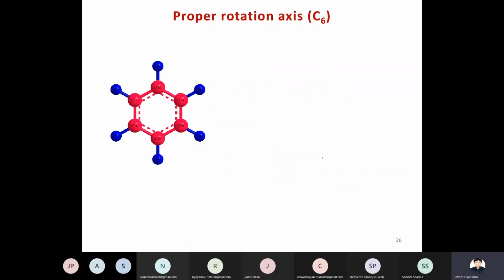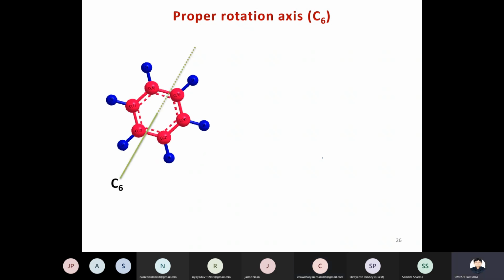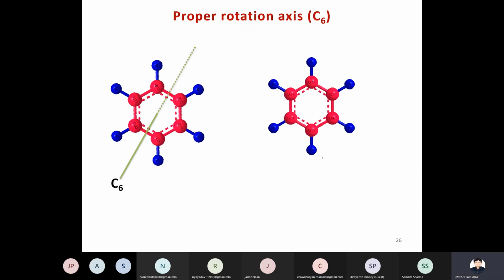What's about benzene? Where is principal axis? C6. Passing through center. Yes, sir. This is C6, the principal axis. How many times if you give rotation, then you are getting original structure? 6 times. How many C2 are there? 6 C2. Yes, 6 C2. First one is passing through atom number 1 and 4, second through 2 and 5. So this is 6 C2.